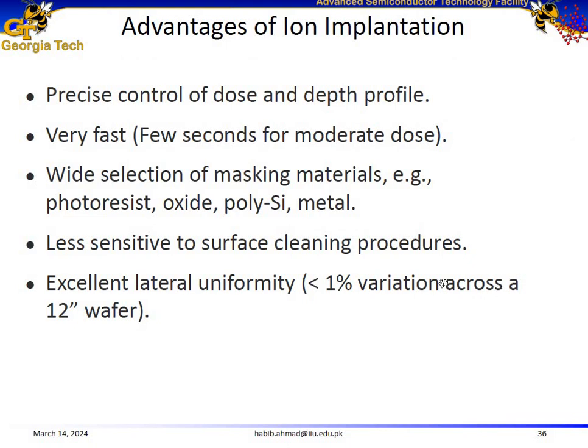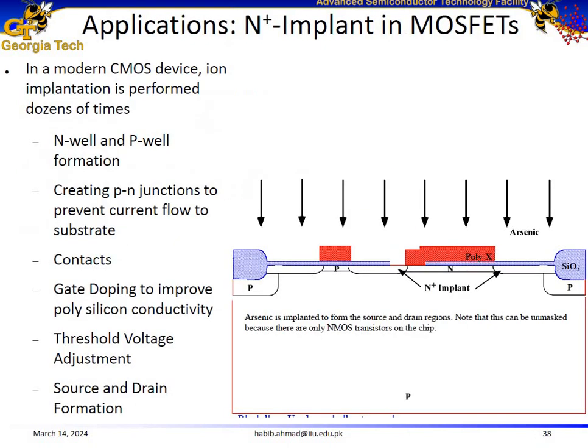Advantages of ion implantation. One advantage of ion implantation is that we have precise control of dose and depth profile. For example, one application of ion implantation is a MOSFET, in which we need to implant the drain and the source regions in order to achieve heavily doped regions over here. And it's really crucial to have precise control of the depth of the drain and the source regions, and also the carrier concentration.